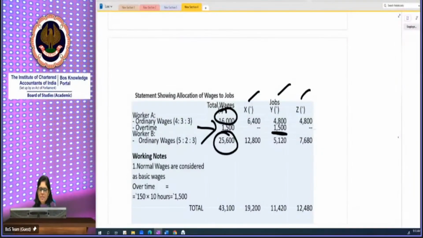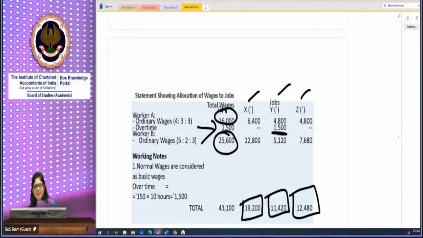All right. So this is the cost of job X, job Y, and job Z. So we always allocate the cost to the jobs, not the earnings. Clear? So I hope you must have understood this. Take a note of this question.